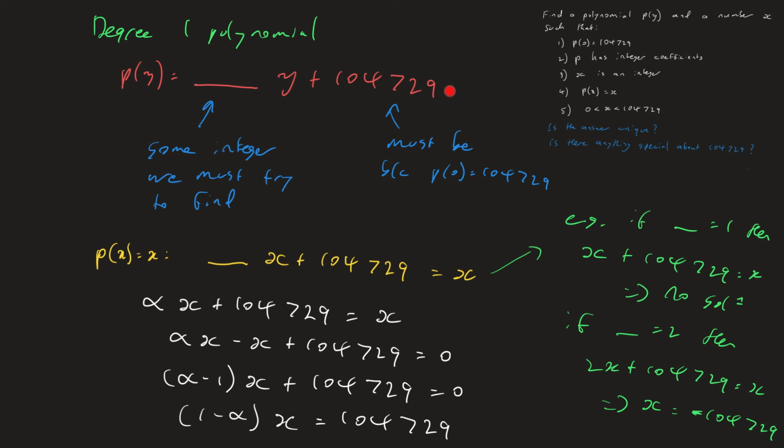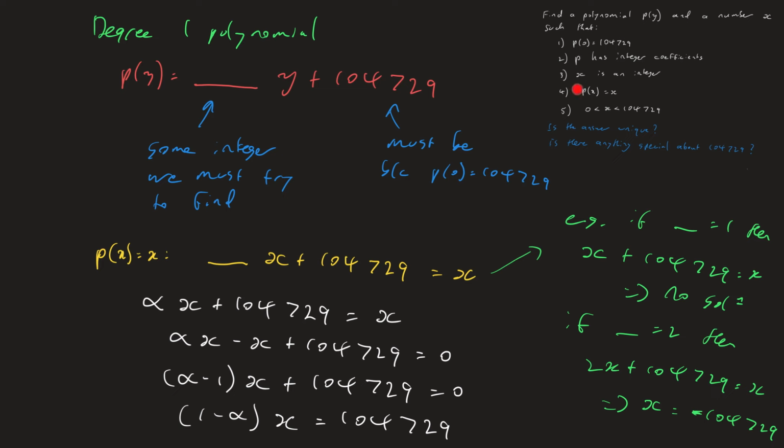Let's assume that my polynomial is p of y equals 2 times y plus 104,729. So that means to solve this equation here, I've got 2 times x plus 104,729 equals x. Over here, if my coefficient is 2, then 2x plus 104,729 equals x. To solve this, I subtract x from both sides, so I get x plus 104,729 equals 0. Subtracting off 104,729 from both sides shows me in this case x equals negative 104,729.